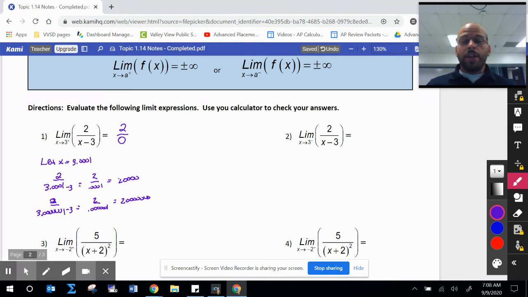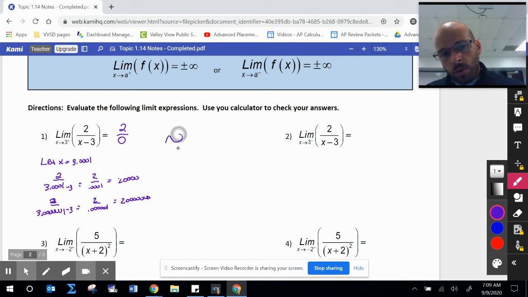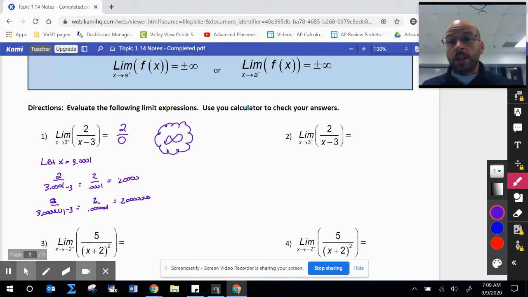So you have to think infinitely small. The way that I process this is if I were to plug in a number to the right of 3, I'm going to get 2 over a very, very, very small decimal. And if you know anything about numeric number sense, if you take a number and you divide it by an infinitely small decimal, that is going to approach the value of infinity. It's going to continually grow, okay?